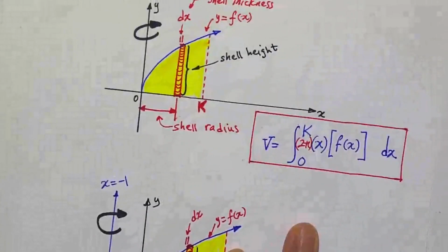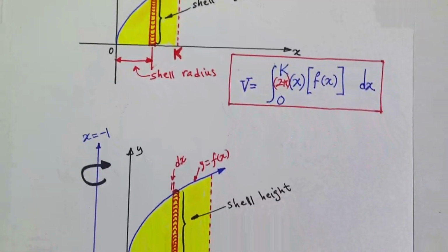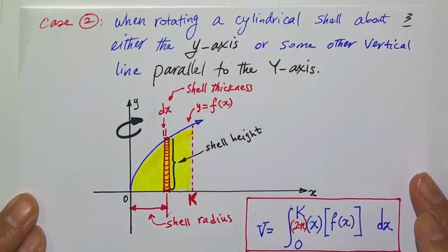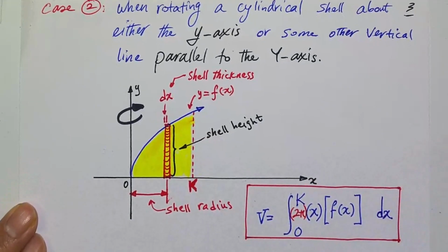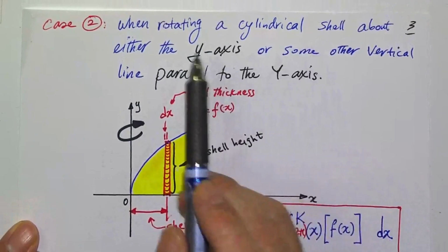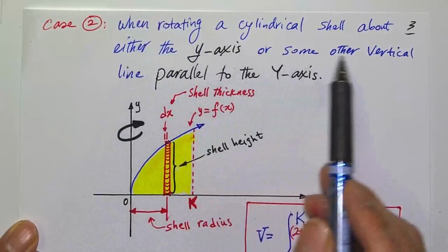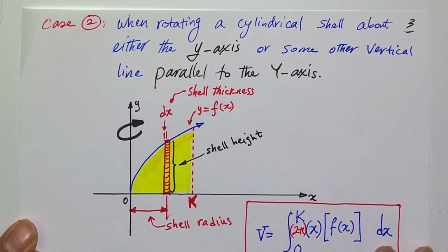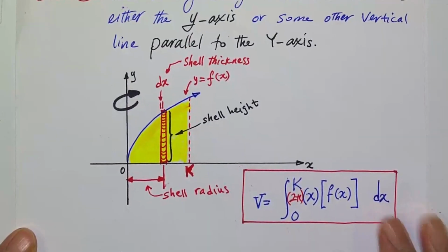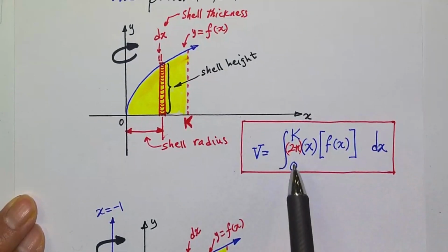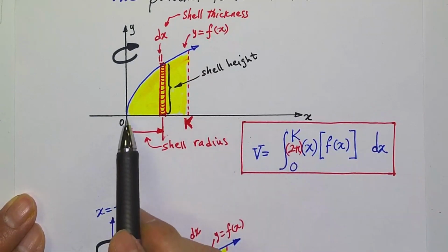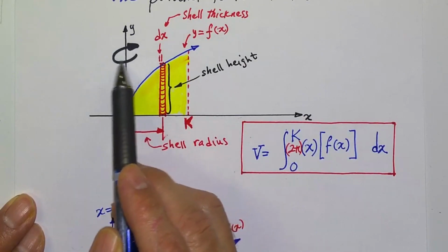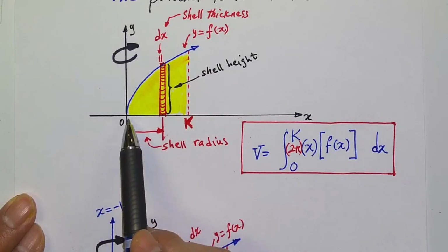So we talked about rotation about the x-axis and another axis that is parallel to the x-axis. What about if the rotation happens parallel to the y-axis or about the y-axis, either rotating about the y-axis or some other vertical line parallel to the y-axis? So what happens now? Well, we have our limits of integration. Let me move this up a little bit. So we have our limits of integration. In this case, the rotation is happening around the y-axis, right? So this is where we have the rotation.